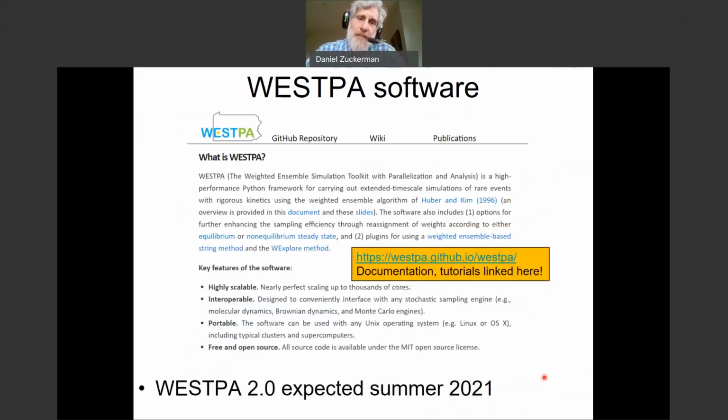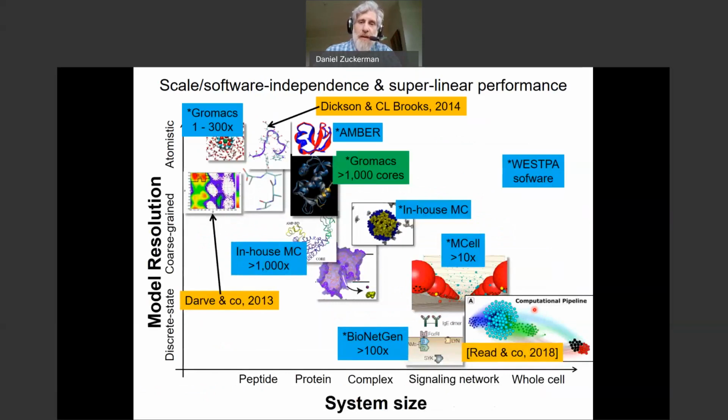Now, the weighted ensemble has been implemented in a few packages. The one that we use is called WESTPA. It's something that's developed primarily by my close collaborator, Lillian Chong. And there's a link here to the website with all the information about it, and a new version is coming out soon.